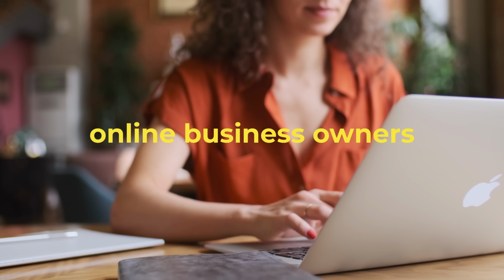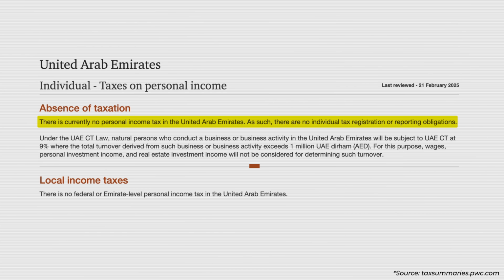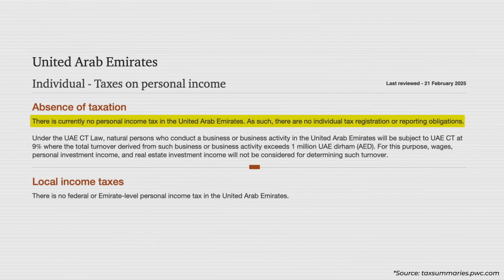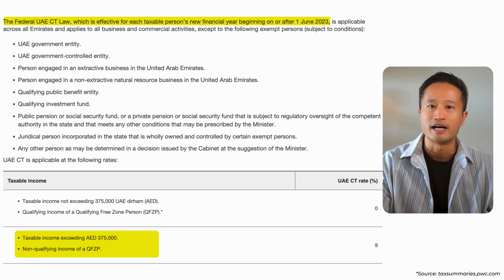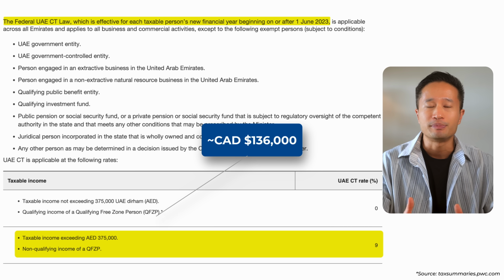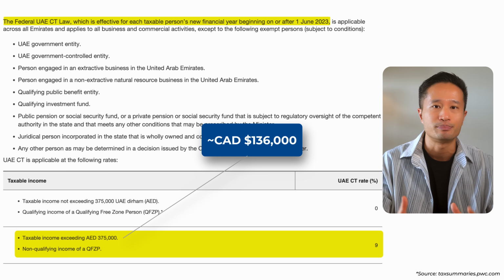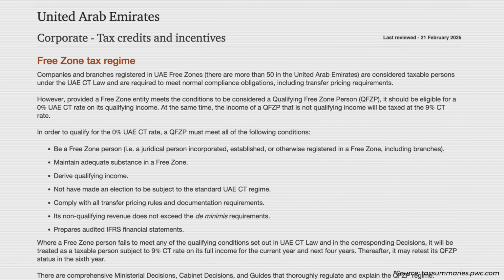Dubai has become one of the most popular zero-tax destinations for Canadians, particularly for entrepreneurs, online business owners, and high-income earners. The UAE imposes no personal income tax, no capital gains tax, and no tax on dividends or crypto for individuals. In 2023, though, the UAE introduced a federal corporate tax of 9%, but this only applies to business profits exceeding 375,000 AED, which is approximately $136,000 Canadian per year. Many free zone companies are still eligible for a 0% corporate rate on qualifying income.